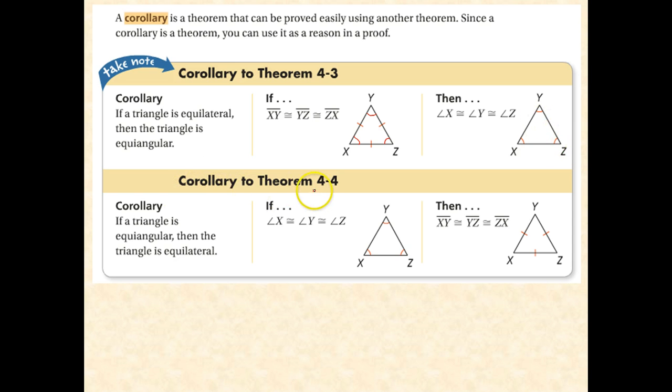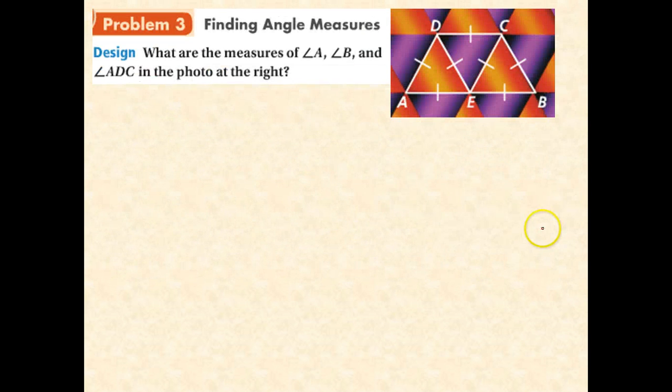And then the corollary to the converse of the isosceles triangle theorem says just the converse of this one. It's the converse of this corollary. If you have an equiangular triangle, if all three angles are congruent, then all three sides are also congruent. So bada bing, bada boom, right? I know. So here's a problem.